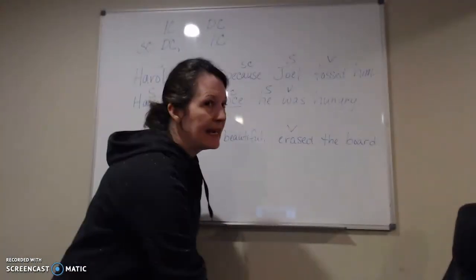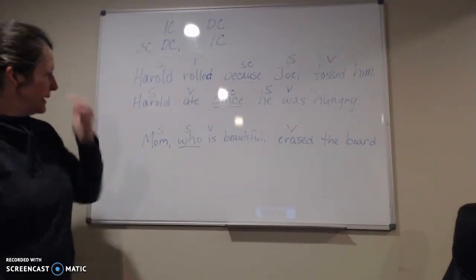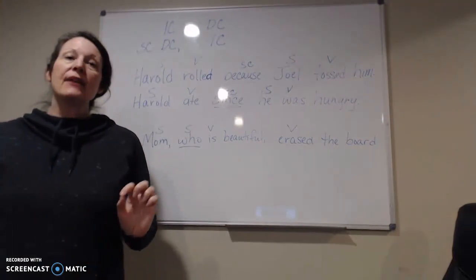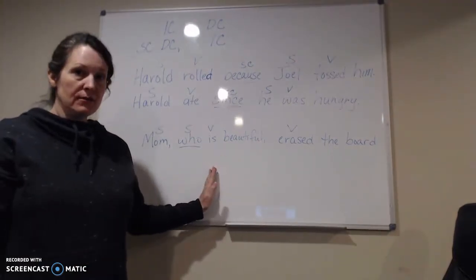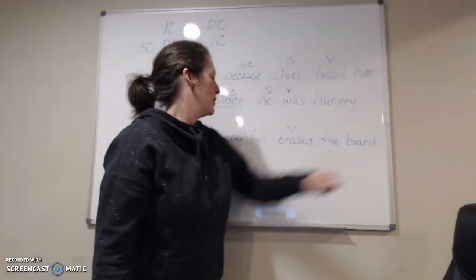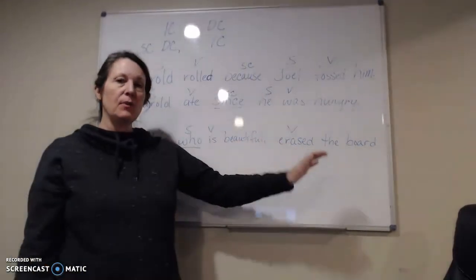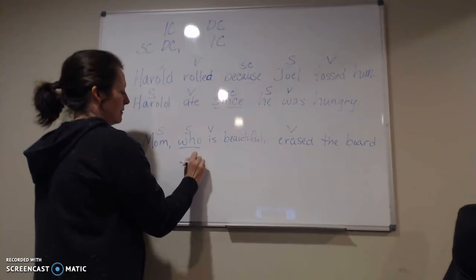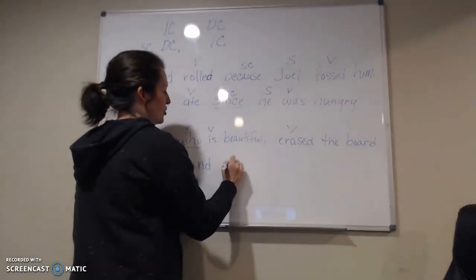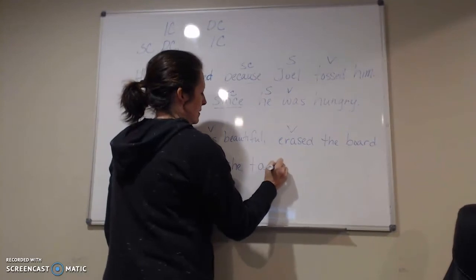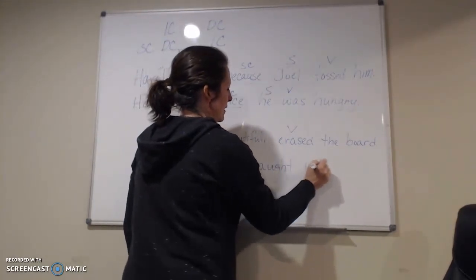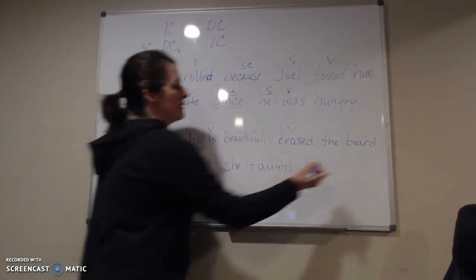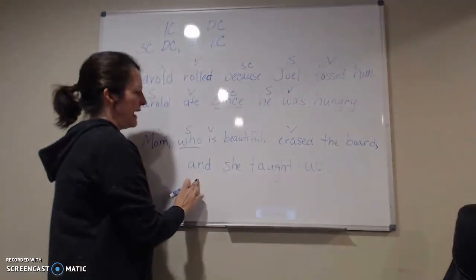So we can take, let's do the bottom one because it'll be easier. Mom who was beautiful erased the board. Now I need to add another independent clause with a conjunction. Mom who was beautiful erased the board. Joel, help me out. And she taught us. Okay? Mom who was beautiful erased the board, comma, because I have a conjunction, and she taught us.